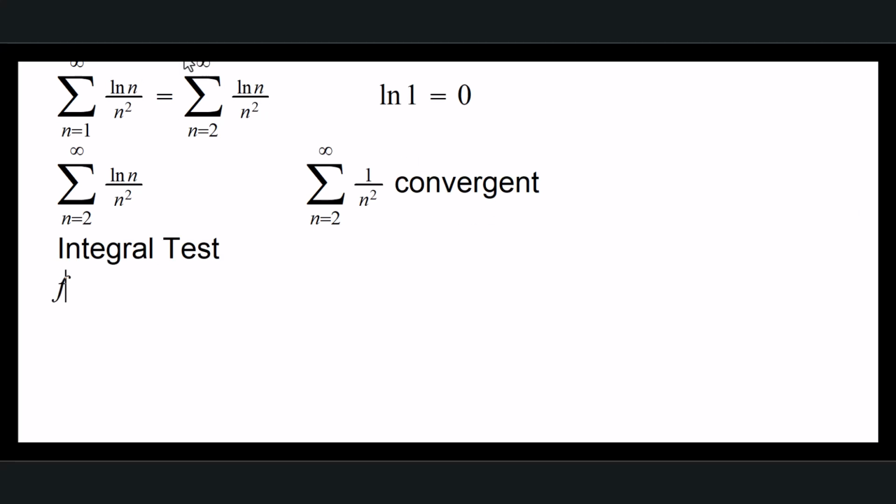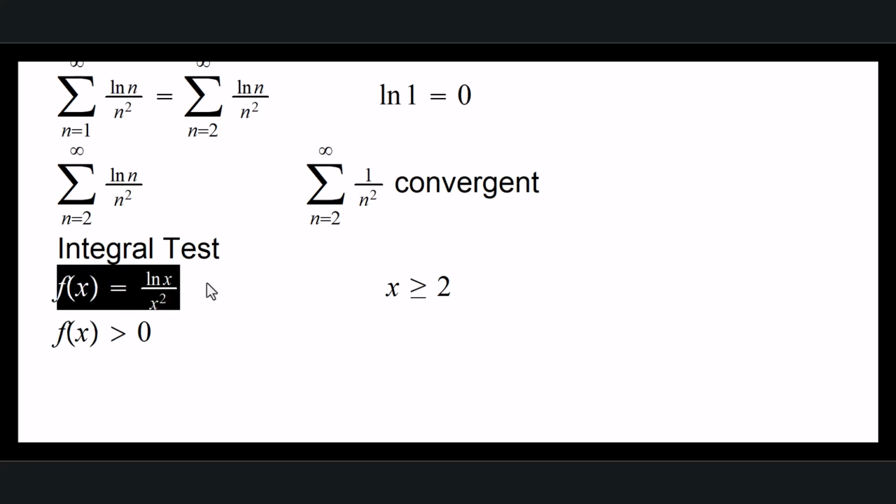That is, if we take this real valued function, ln of x over x squared, and of course we are talking about x greater than or equal to 2, okay, then what we have is, for x greater than or equal to 2, f(x) is positive, and f(x) is decreasing.